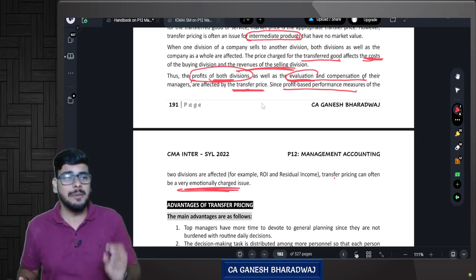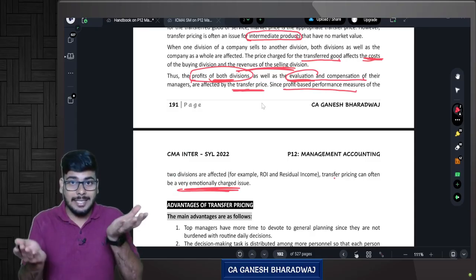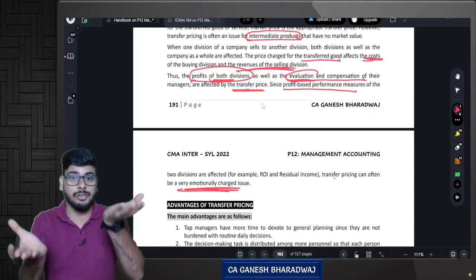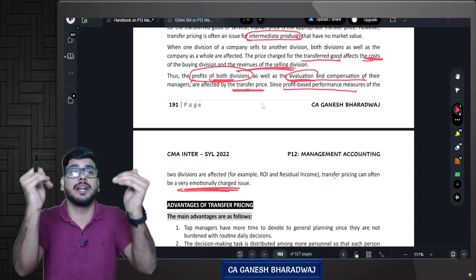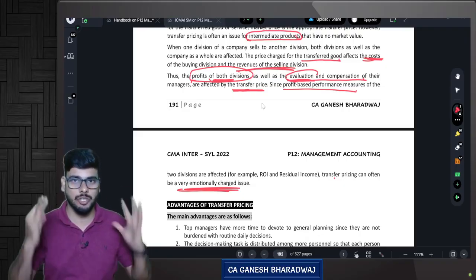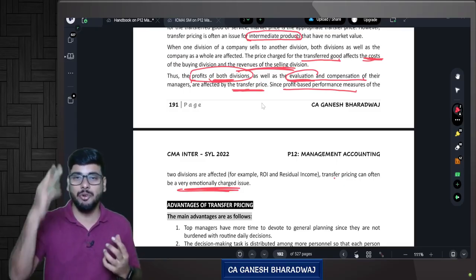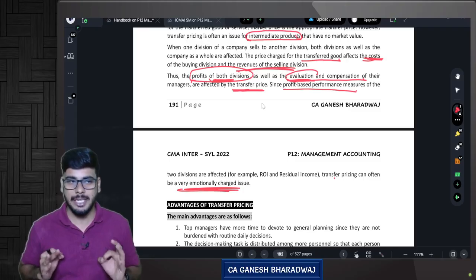Slightly more will be the profit from A and slightly less will be the profit from B. So, as the transfer price increases or decreases, the division-wise profitability will also increase or decrease. Thereby, the evaluation of performance of the respective division managers will also be impacted. And of course, since they're all human beings, it can also emotionally impact them. That's why it's a very, very sensitive area.